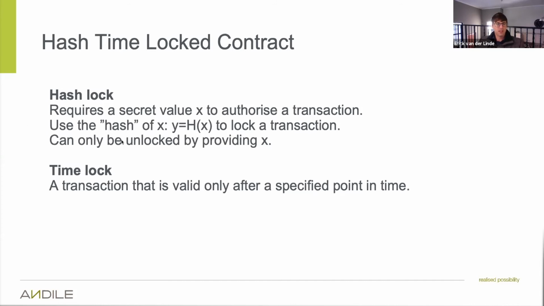So the typical case is we generate an X and then we generate the hash of X, which is Y in this example. So Y equals the hash of X to lock a transaction, and it can only be unlocked by providing X again. So this allows us to lock something with a PIN code, apply that to the transaction without ever exposing X. The second concept is the time lock. So a transaction that is valid only after a specified point in time. So I would like to approve this transaction, but it is only valid 2 hours or 4 hours from now. We will use both these concepts to achieve cross-chain atomic swaps, and we'll look at how.